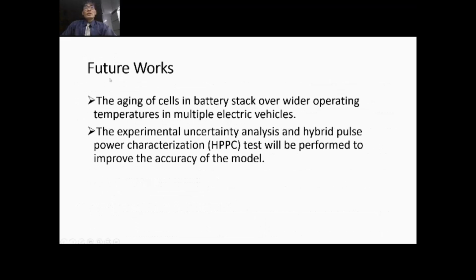But for future work, as mentioned, the aging of the cell has not been discussed, and we can also look into a wider operating temperature range in multiple electric vehicles in real life applications. Experimental uncertainty analysis and the hybrid pulse power characterization HPPC test will be performed to improve the accuracy of the model.